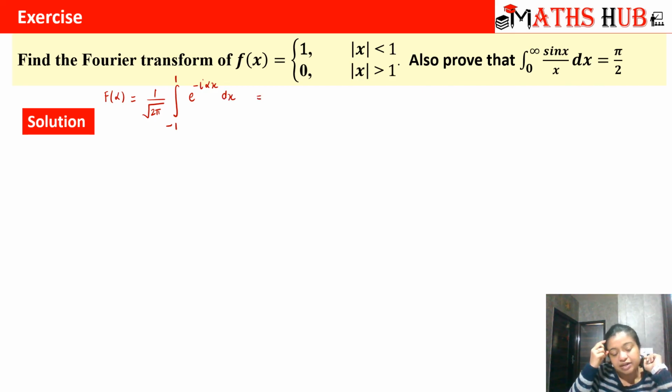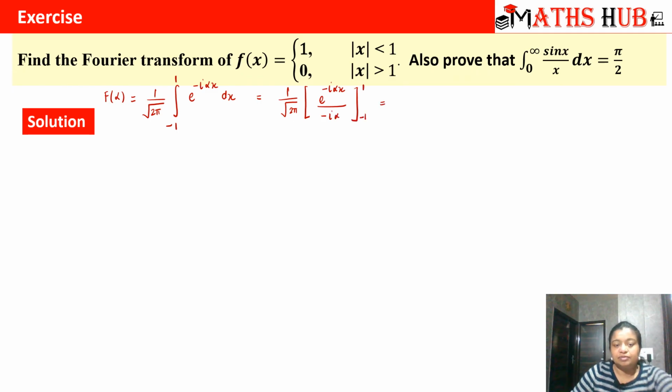Right? Now when I solve this integral, what do I get? This is 1 by under root 2 pi, then the integration of e to the power minus iota alpha x is e to the power minus iota alpha x divided by minus iota alpha, with limits from minus 1 to 1. Put in the limits, so we will get 1 by under root 2 pi, e to the power minus iota alpha minus e to the power iota alpha, divided by minus iota alpha, right?